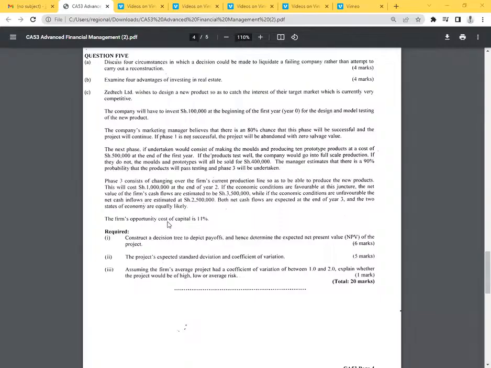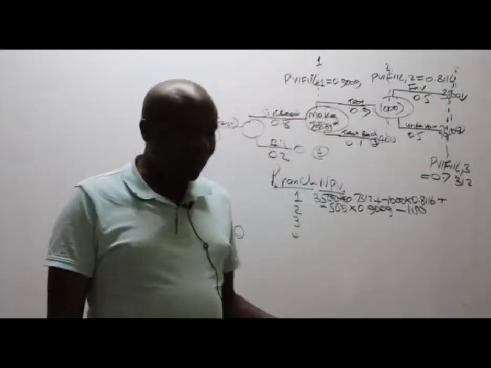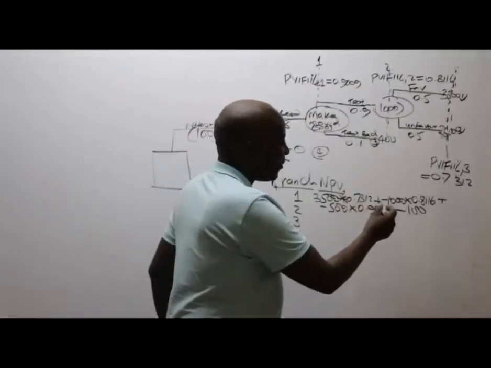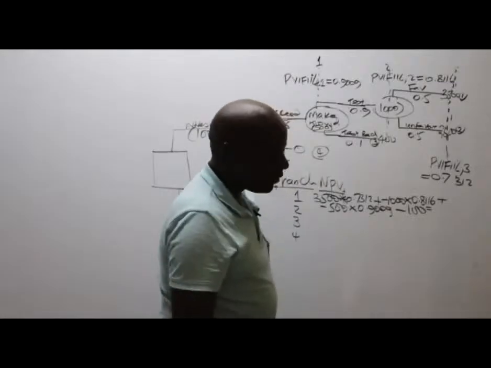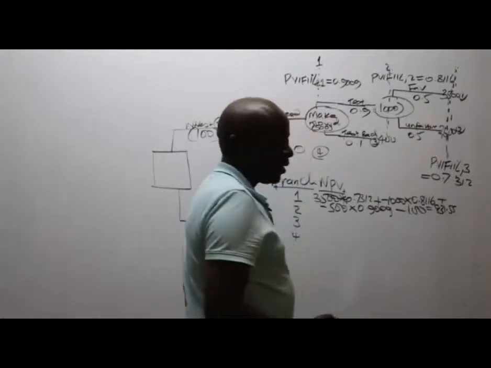The firm's opportunity cost of capital is 11%. Great. So I hope, Rebecca, you've seen that. What figure are we getting here, ladies and gentlemen, very fast, for branch number 1? 831.55. Thank you very much, 831.55.